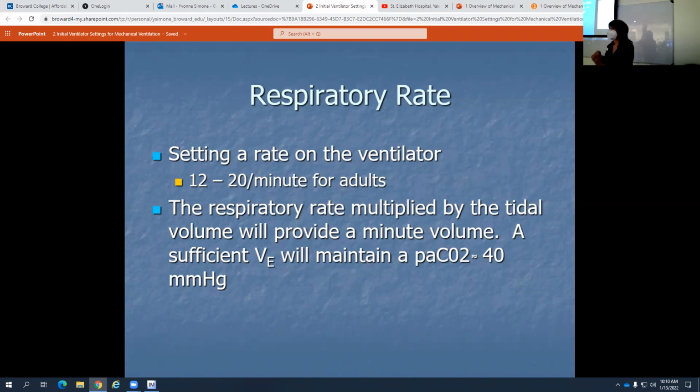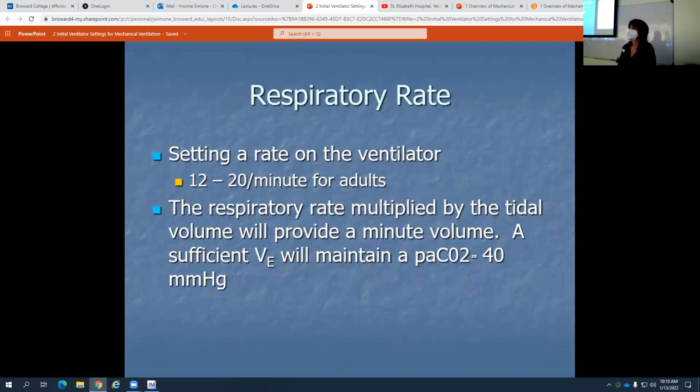So what would you do if the PaCO2 from the blood gas is too high? You want it to be 35 to 45, and it's 55. Increase the rate. Very good. Increase the rate, and that's going to give a higher minute volume. It's going to blow off the CO2.